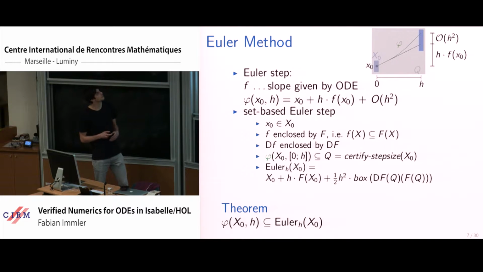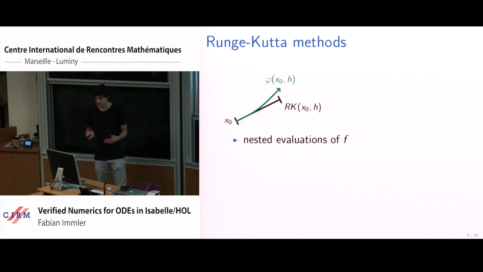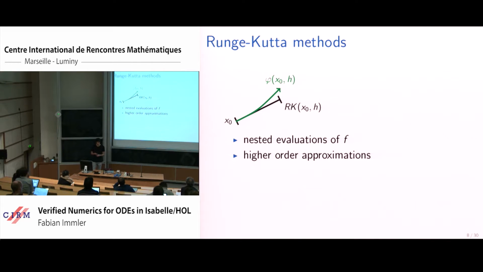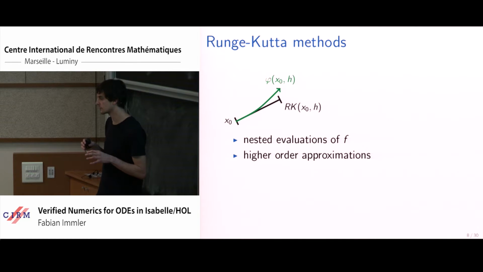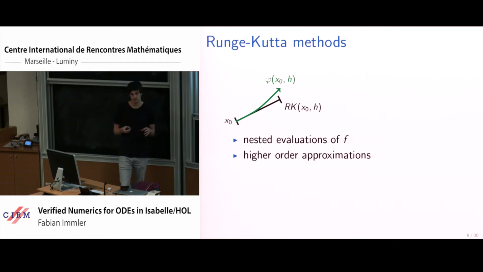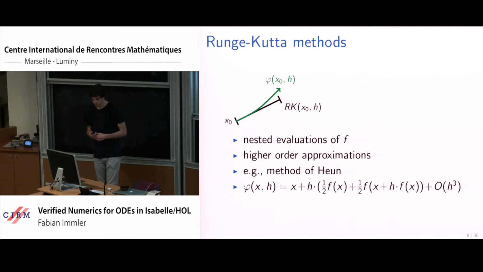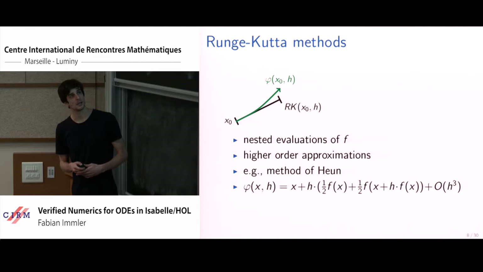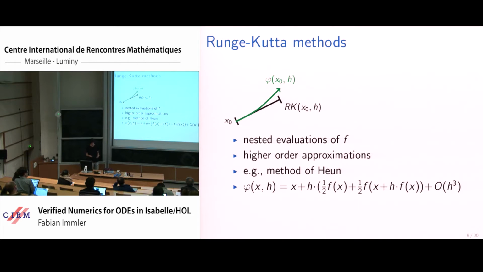Now, to illustrate, I use the Euler method, which has a quadratic error, but often one wants to be a bit more precise, and that's why we also formalized approximation schemes with a higher order of convergence. So for Runge-Kutta methods, the idea is that you nest the evaluations of the right-hand side of the ODE in such a way that the Taylor series expansions match up to a higher order. So, for example, in the method of Heun, we evaluate the right-hand side once at the initial value, and we evaluate the right-hand side once again at the result of the first Euler step, and this way there remains just a cubic error.